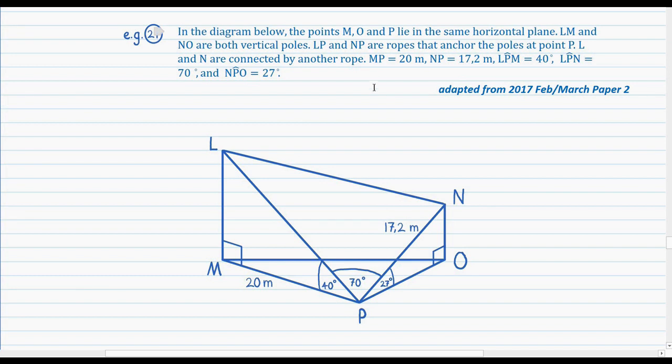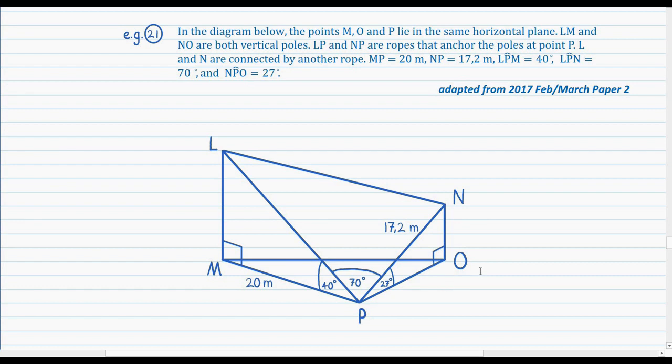And then they end the question by giving us some numbers to work with. The distance between the bottom of pole LM and the point P is 20 meters. Then the distance from the top of pole NO to the point P is 17,2 meters. Then the angle LPM is 40 degrees, LPN is 70 degrees, and NPO is 27 degrees. It's also worth noting that in the diagram they've also shown these right angles just to remind us that the two poles are perpendicular to the ground.